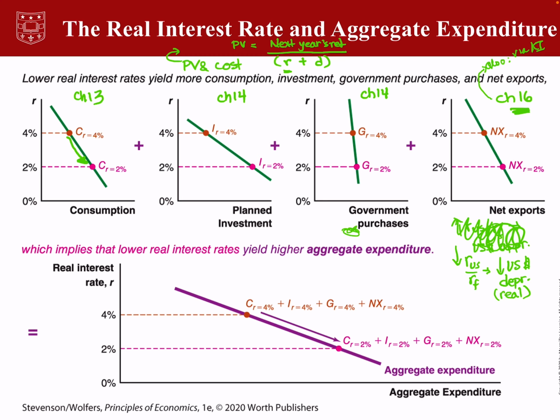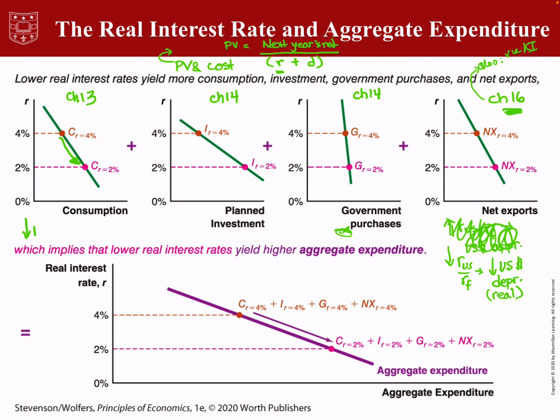So what do we observe? This implies, for all of these things, that a decrease in R leads to an increase in the quantity of consumption. A decrease in the real interest rate leads to an increase in the quantity of investment. Potentially, a decrease in the real interest rate leads to an increase in government expenditures. And this, we said, would increase the quantity of net exports as we see. And so, what do we observe? We observe that at lower real interest rates, there is a higher level of aggregate expenditure. And at higher real interest rates, there would be a lower level of aggregate expenditure.